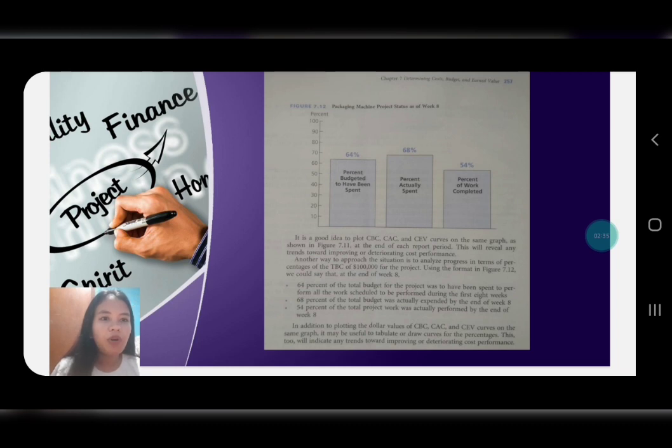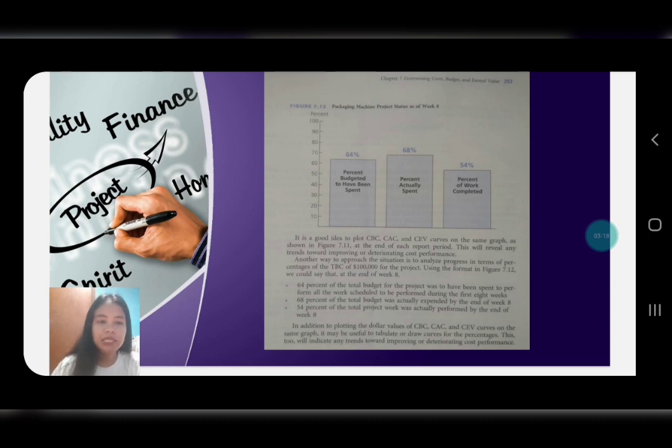We could say that at the end of week 8, 64% of the total budget for the project has been spent to perform all the work scheduled to be performed for the first 8 weeks. And 68% is the percentage of the actual expenses, the amount actually expended by the end of week 8. Second is the 54% of work completed, which is the portion of the total project work done by the end of week 8.